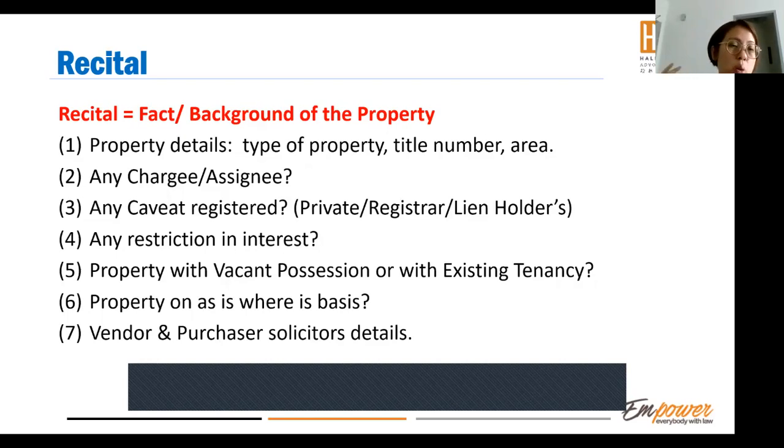And also whether the property is sold on an as-is basis. As-is basis is what you see now. In some cases they will say it's not on an as-is basis, but the vendor undertakes to rectify a certain part of the property, like leakage, or they will touch up some things like the wall. So this must also be very clearly stated. If there must be touch-up or leakage rectification work, we won't call it an as-is basis, right? And also normally we will see from the recital who is the representing solicitor for the vendor and the purchaser. So this is all about the recital. Just put in the background and the facts of the property or the transaction. All the terms and conditions, please don't put in the recital. It will confuse people. Just make it as simple as possible.